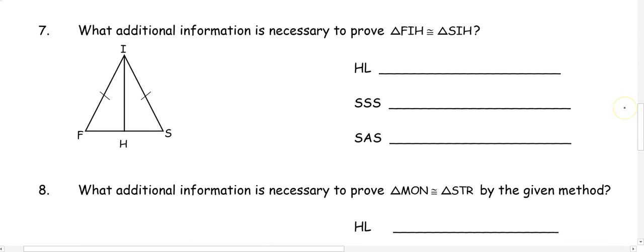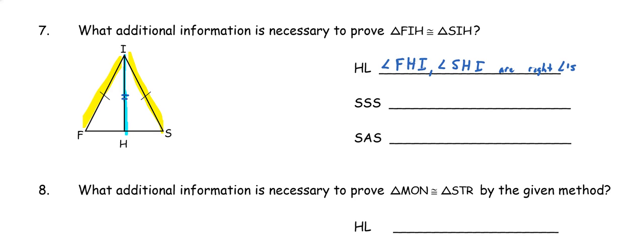Now in the last two, it's going to be the same picture in multiple methods. So we need to use the same information multiple times. So the other thing I can mark in this triangle is that IH is congruent to itself by reflexive property. So right now I already have one set of sides and a second set of sides. So if I want to use HL, remember that HL can only happen in right triangles. So I would need to know that angle FHI and angle SHI are right angles, which also means that they would be congruent.